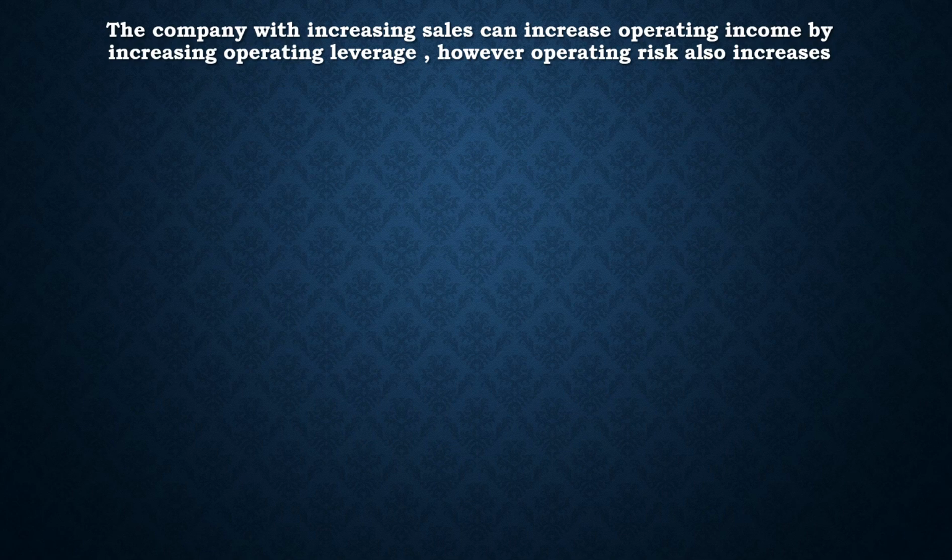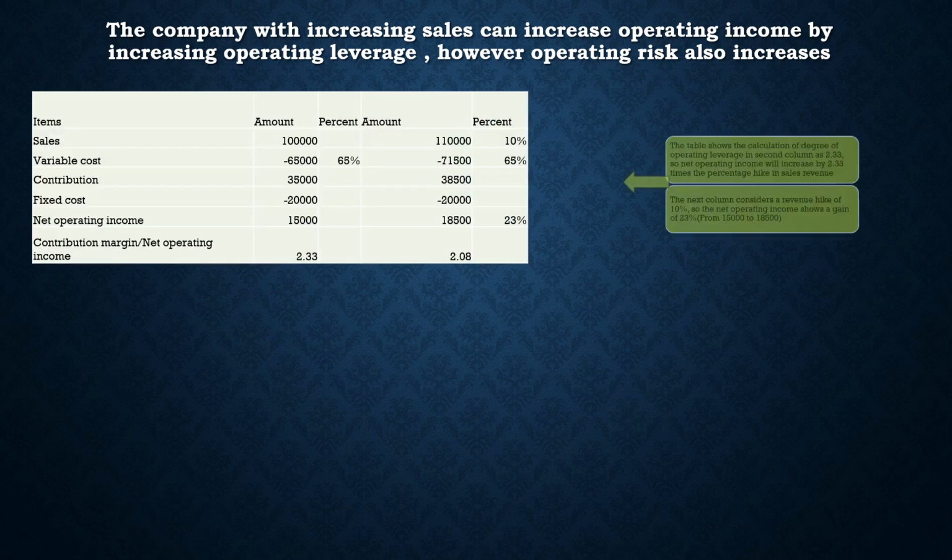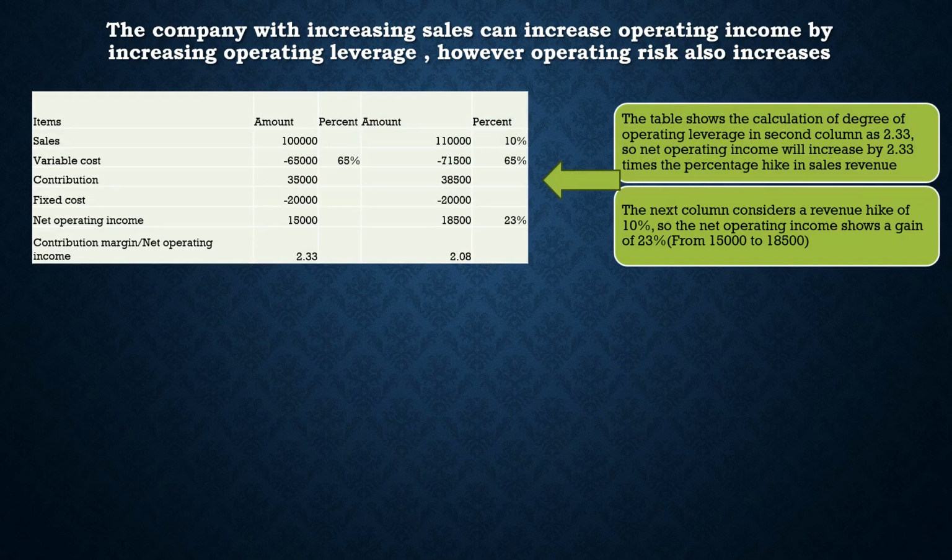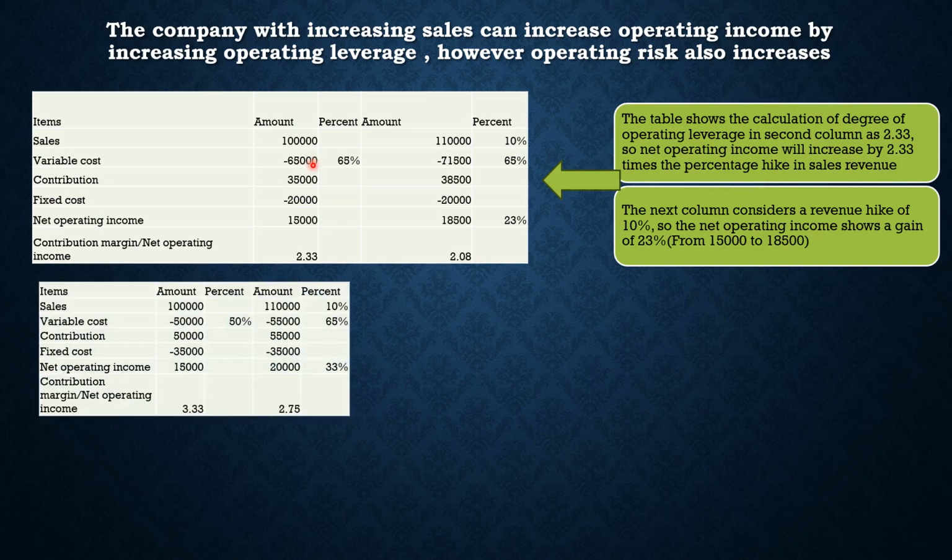The company with increasing sales can increase operating income by increasing operating leverage. However, the operating risk also increases that way. The table shows calculation of degree of operating leverage in the second column. The operating leverage in the second column is 2.33. So net operating income will increase by 2.3 times the percentage of hike in the sales revenue.